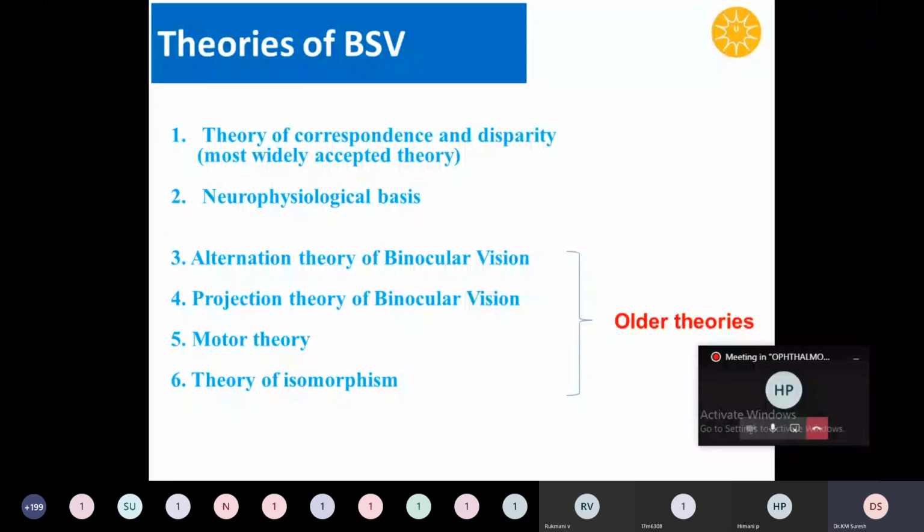The theories of binocular single vision: the theory of correspondence and disparity, which is the most widely accepted theory. There are corresponding points in the retina and in the cortex which are capable of fusing the images. Next, you have a neurophysiological basis for fusion, and the rest are 4 older theories: the alternation theory of binocular vision. It's enough if you know the names of these theories and don't go into the details. It's not required as an undergraduate to remember the various details of these theories. Then the projection theory of binocular vision, motor theory, and theory of isomorphism.